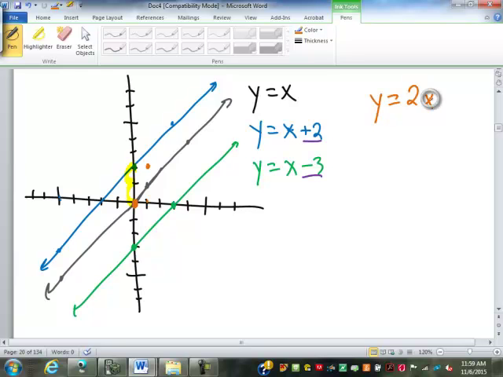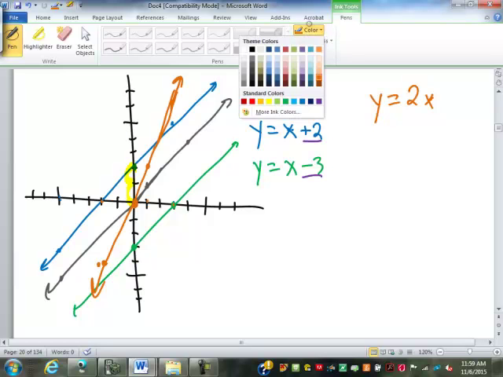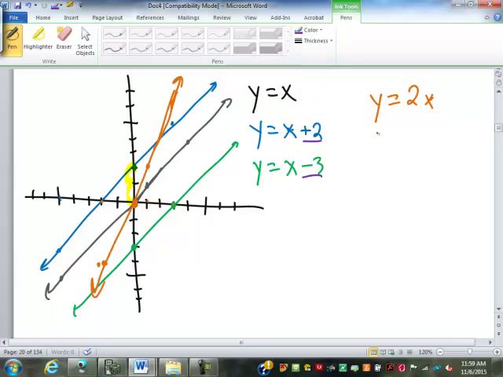If x is 3, what's 2 times 3? 6. So 3, 6. If x is negative 2, what's 2 times negative 2? Negative 4. Good. So negative 2, negative 4. Somewhere in there. Well, if I draw my graph straight here, you could line something like that. We notice it's back to going through the center, but now it's steeper. So multiplying makes it steeper.